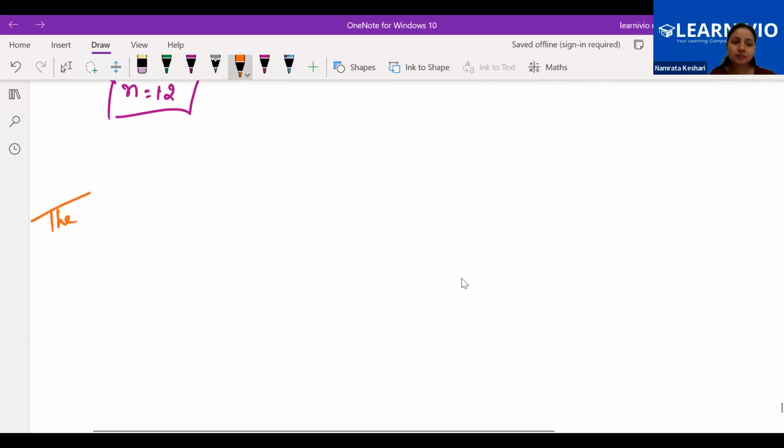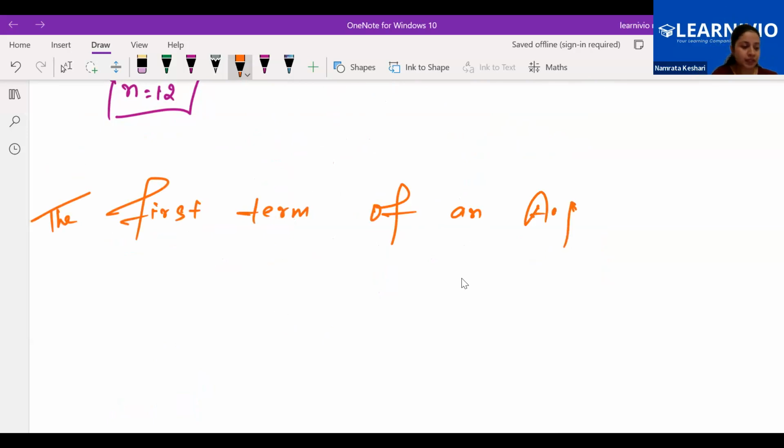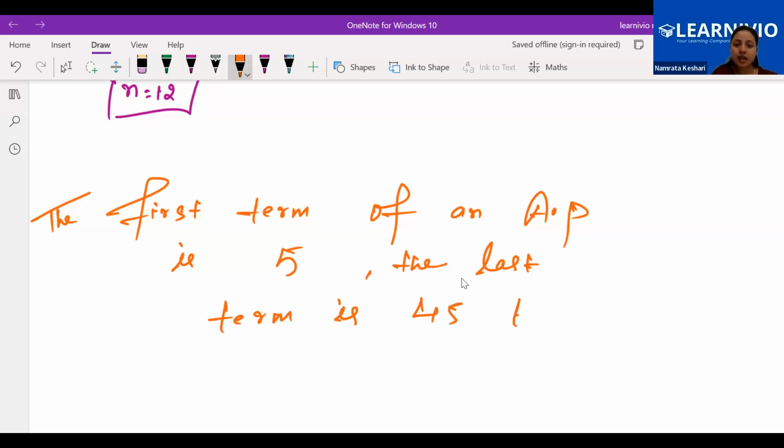The first term of an AP is 5. The last term is 45. And the sum is 400. Find the number of terms and common difference.